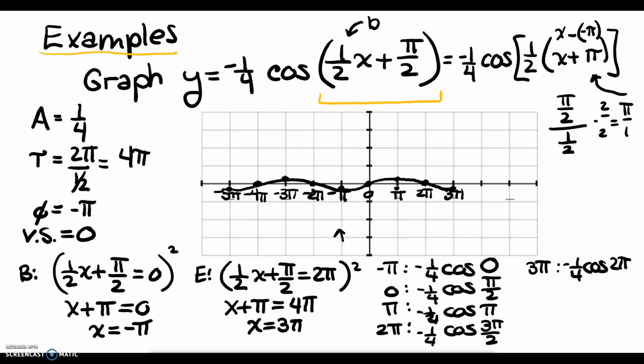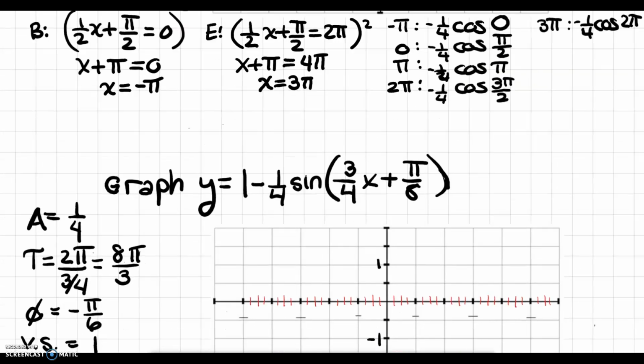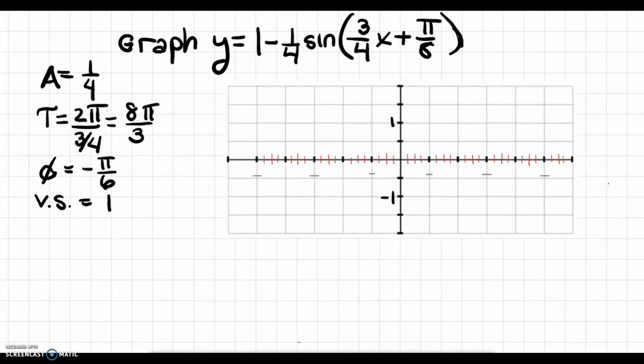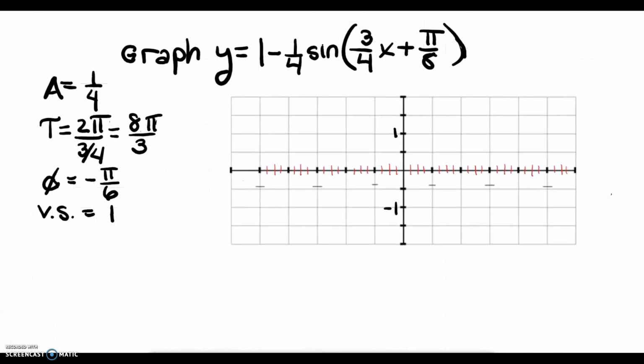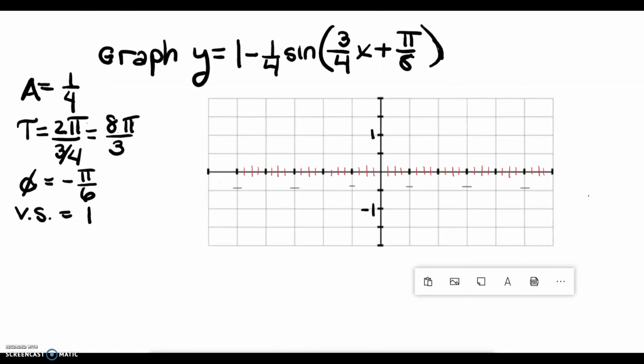Okay, so that is the graph of negative 1/4 cosine of a half x plus pi over 2. So now let's go down and do something just slightly more complicated. Here I have tick marks already ticked off so that I don't have to do that in our calculations, but I do need to definitely factor out that 3/4.